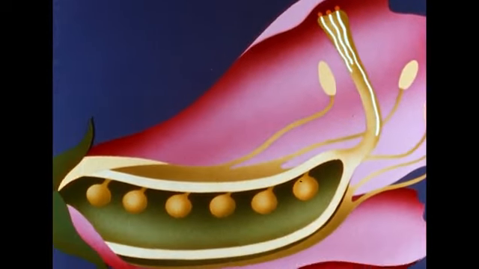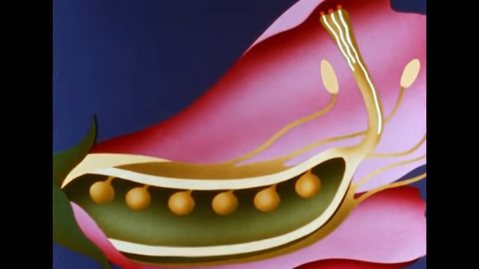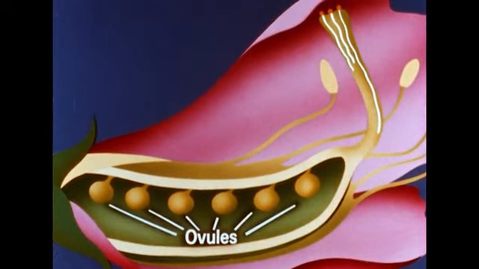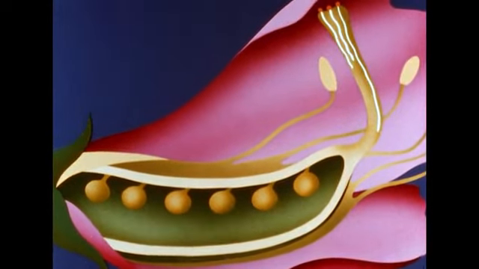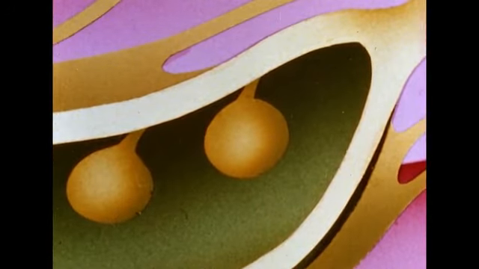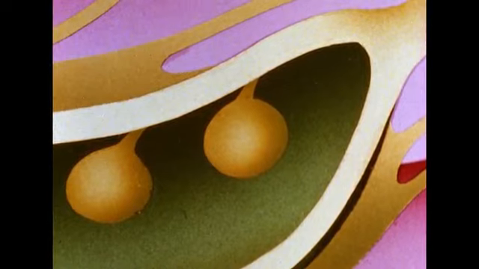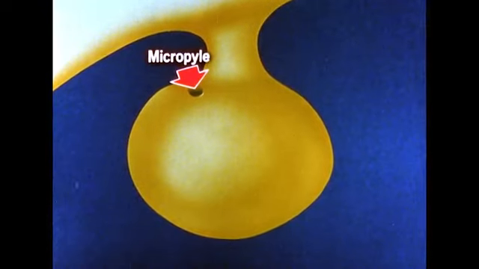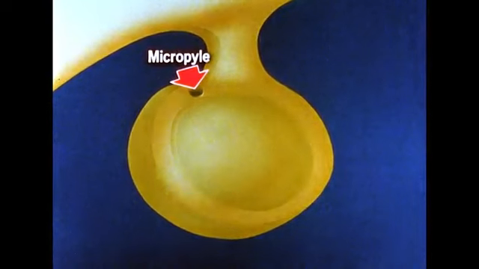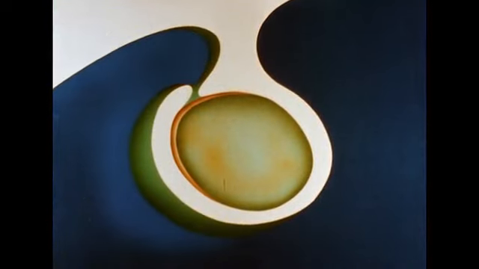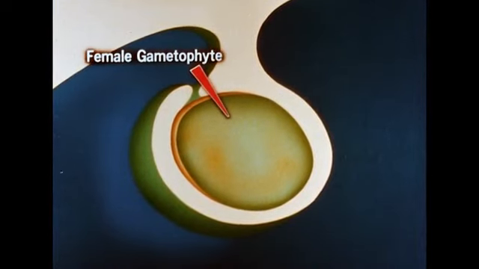This sectional view of the ovary shows it contains a number of ovules attached to and receiving nutriments from the plant body through the ovule stalks. This close view permits a detailed study of the ovule. The ovule has a tiny pore, the micropyle, through which a pollen tube will eventually enter. Inside the ovule lies the embryo sac, or female gametophyte.